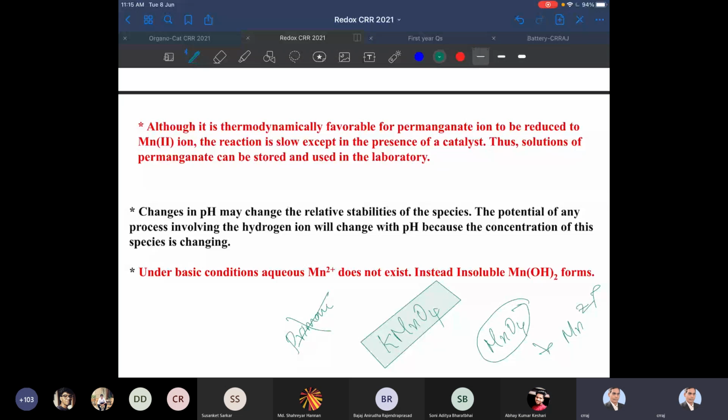The KMnO4 should be preserved in an amber bottle, a brown colored bottle, in order to prevent the decomposition of your KMnO4. KMnO4 is a self-indicator, right? You know that. A change in the pH may change the relative stability of the species. I have already mentioned that, so I think there is no point of discussion.